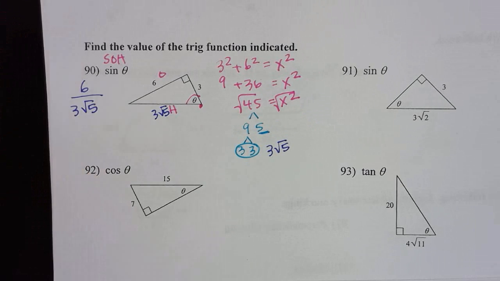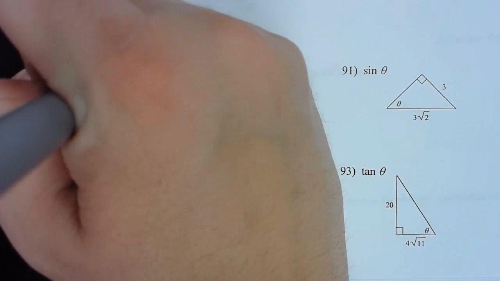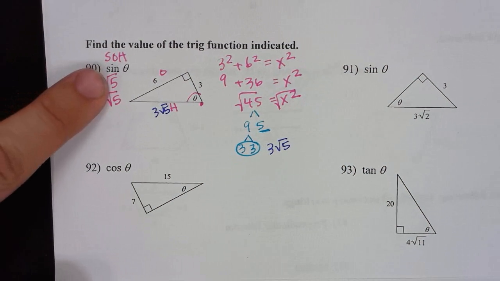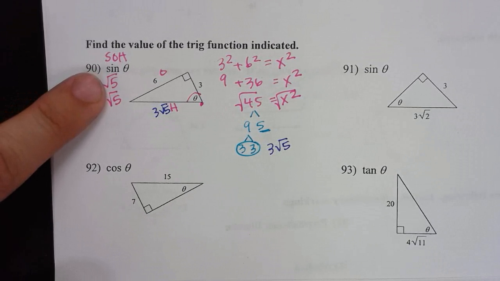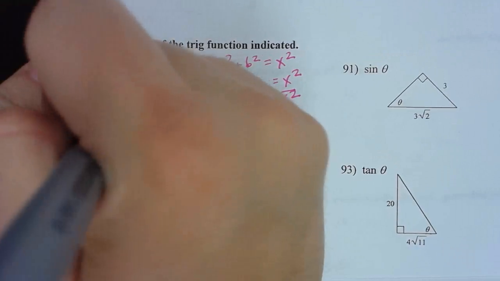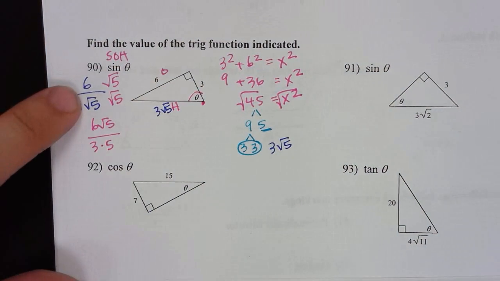And then there's a rule that you can't have a square root in the denominator. The only way to get rid of that square root in the denominator is to rationalize. If I multiply the top and the bottom by the square root of 5, now the square root of 5 over the square root of 5 is the same number as just 1. So I'm multiplying by 1, I'm changing the way the number looks, but I'm not changing its value. On top, you'll have 6 square root 5. On bottom, you'll have 3 times 5, because the square root of 5 times the square root of 5 is just 5.